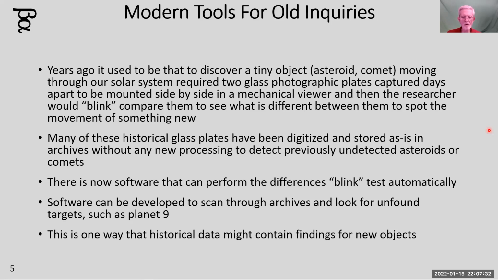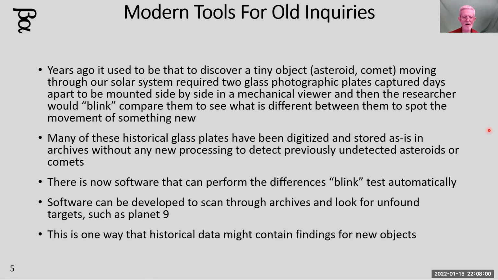And then you flip back and forth, and you would mark the plate as, I think there's something here. And then you would watch that dot move over multiple nights worth of plates. Well, you don't have to do that anymore. Nowadays, they've digitized those plates, and you can have the computers scan through the archives and find things. And one of the things they're looking for right now is Planet 9.